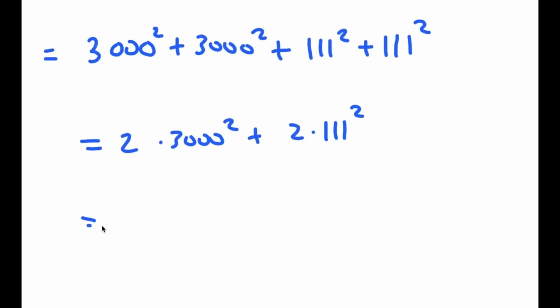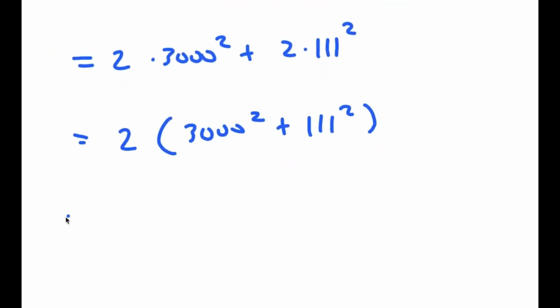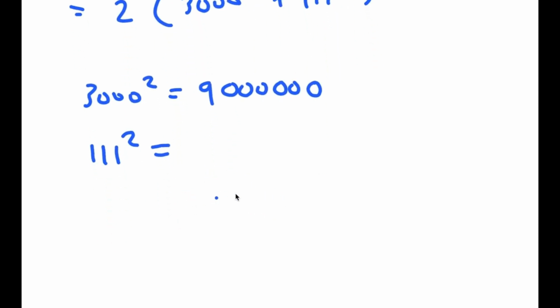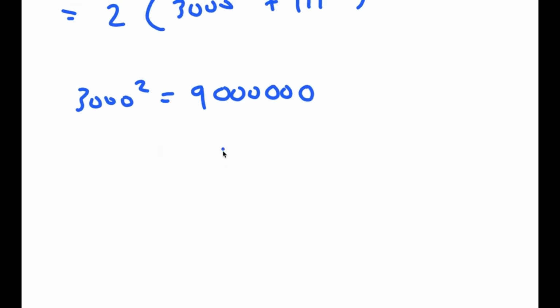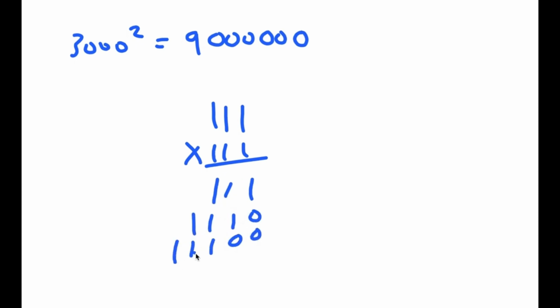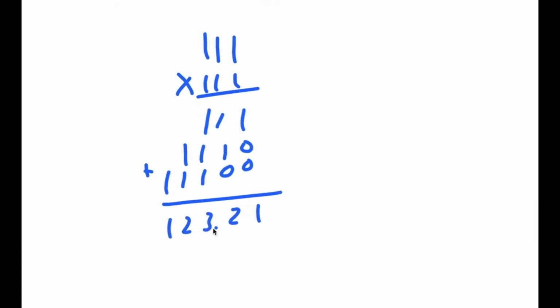So now if I factor out 2, I get 2 times (3,000 squared plus 111 squared). Now 3,000 squared is equal to 9 million. And 111 squared, we can actually solve this right here. 111 times 111 is 12,321.